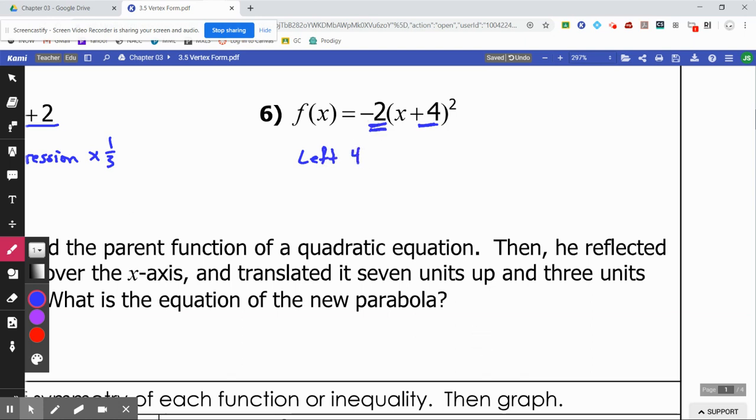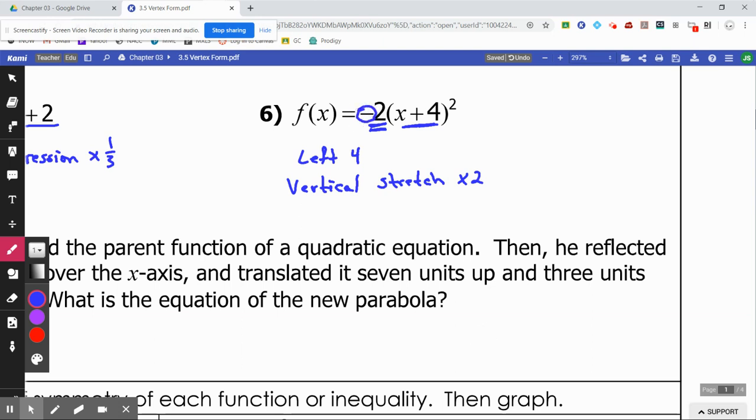The 2 would be a vertical stretch. And again, if it's a number smaller than 1, between 0 and 1, then it's going to compress it. If it's a number bigger than 1, it's going to stretch it by that factor. Now, again, if it were on the inside, it would do the opposite, and it would do it horizontally.